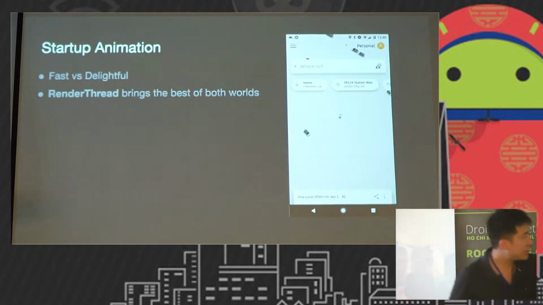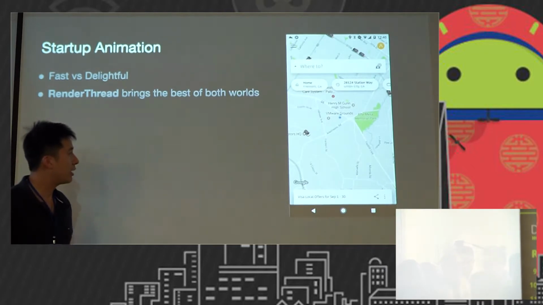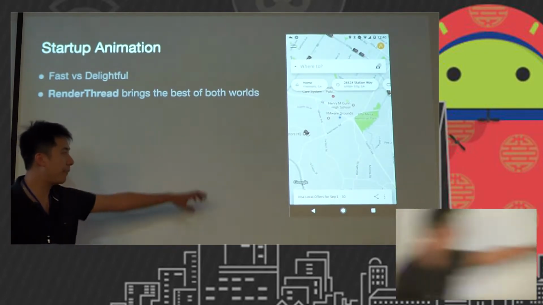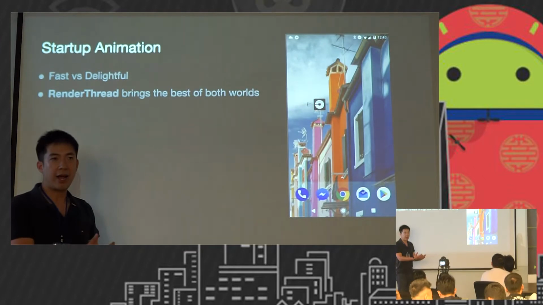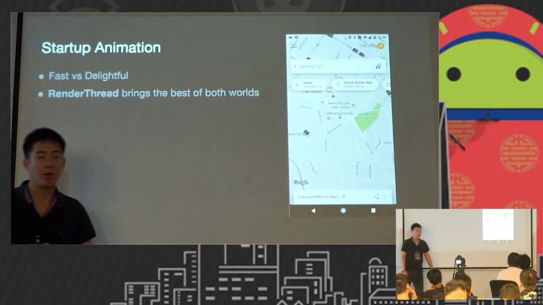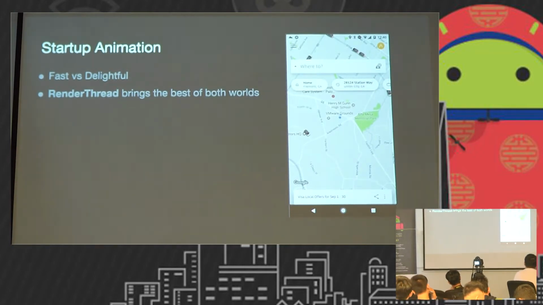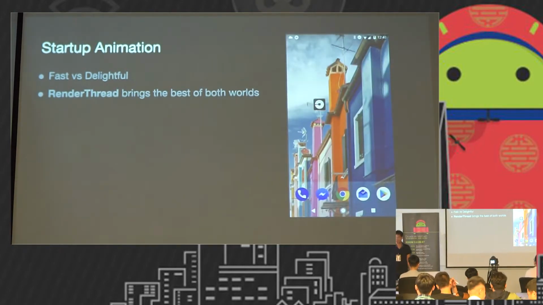So if you look at this thing right here, you can see a zooming animation happening at the same time that other UI elements get rendered underneath it. So we didn't really spend much time on the animation itself, but we are using the animation to cover part of the loading of the UI.